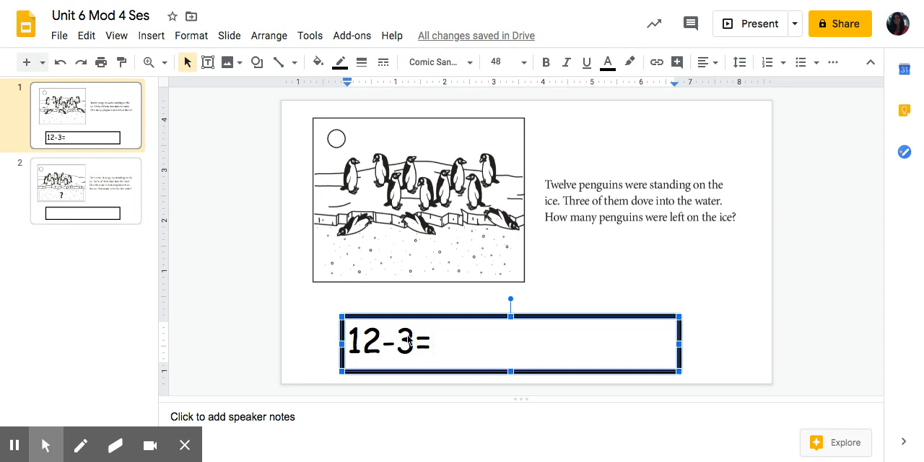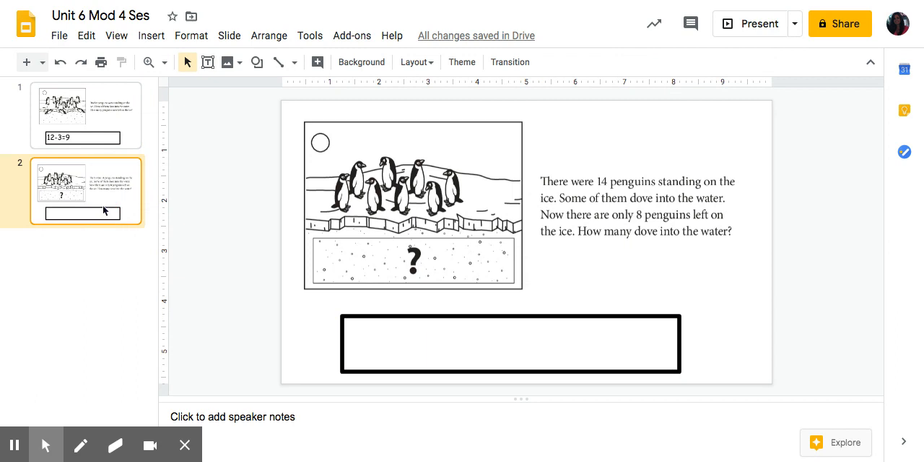Nice job, 9. 12 minus 3 equals 9. That means there were 9 penguins left on the ice. Let's double check and count. So we're not going to count these penguins because they dove into the water. They're gone. Let's count these penguins. 1, 2, 3, 4, 5, 6, 7, 8, 9. 9 penguins were left on the ice. 12 minus 3 equals 9.